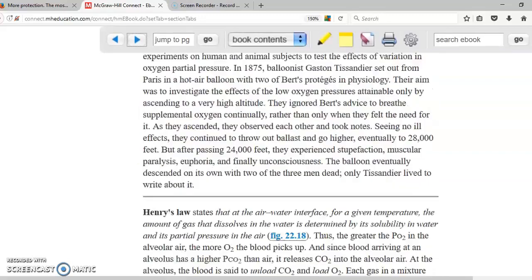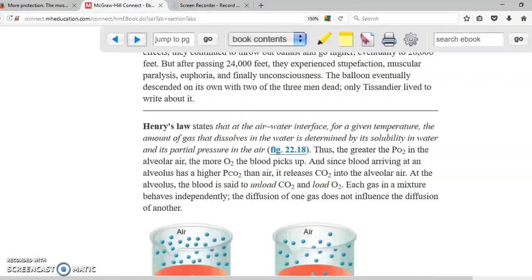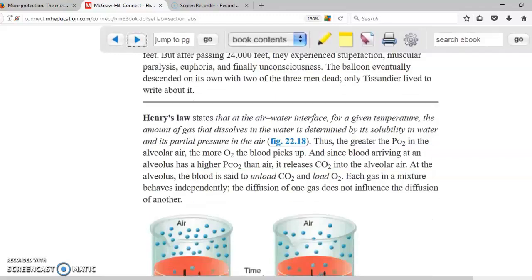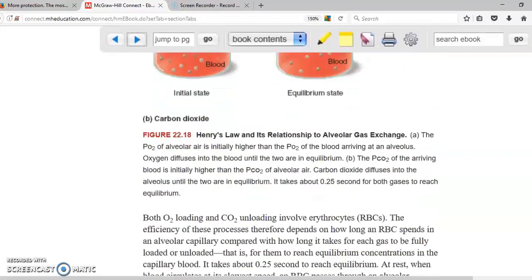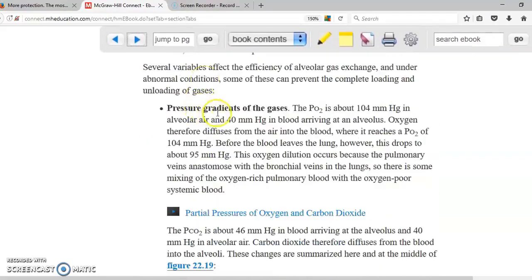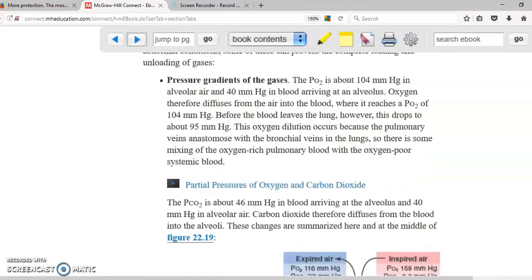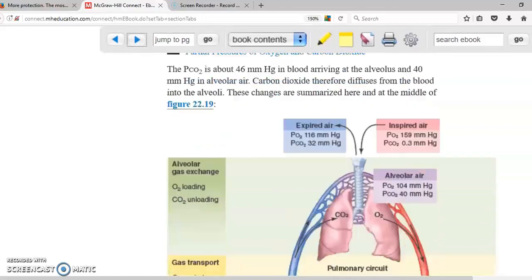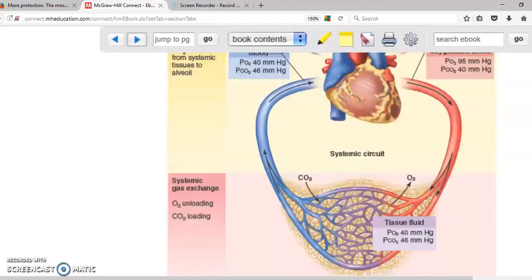We need to exchange the gases between the alveoli and the capillary. If we keep scrolling down, pressure gradients of gases, we said that we have different gases. If the pressure of these gases changes, that's going to change the gas exchange as well. You have a figure in here. This is in your tissues. You have more carbon dioxide in your tissues going into your blood, and obviously you're going to have more oxygen from your blood going into your tissues.